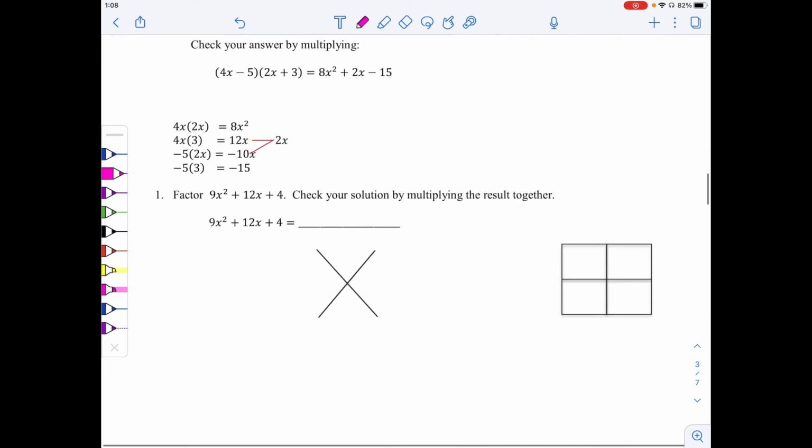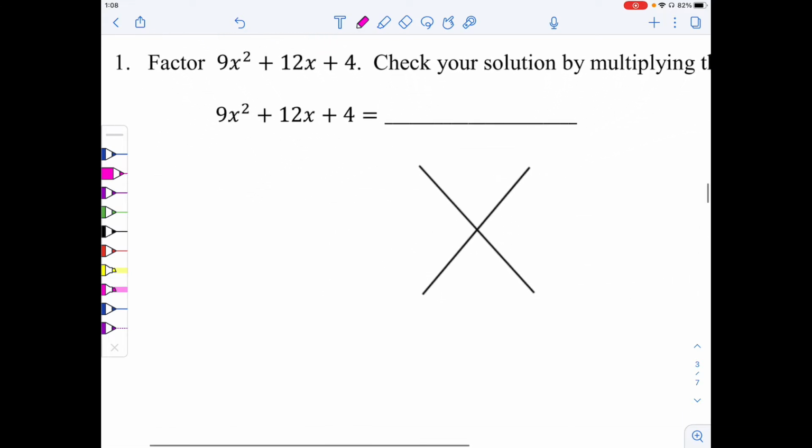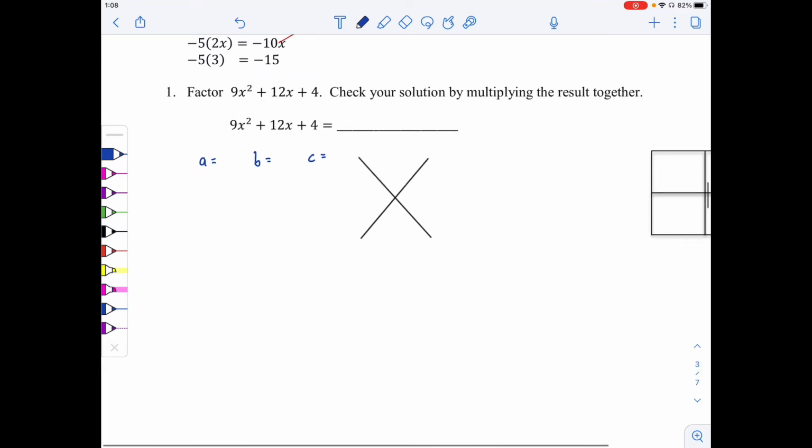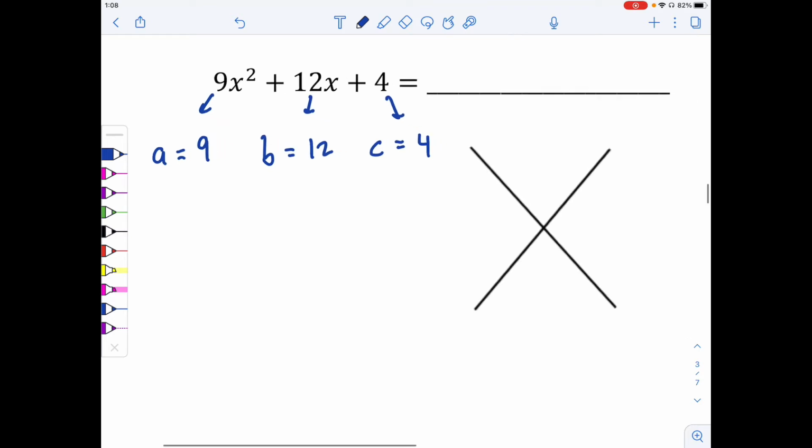Yeah, so let's do number 1 together. Same process, right? So we're going to identify what the A, B, and C are. Okay, we're going to see what those are first. So A is 9, B is 12, C is 4. AC on top.